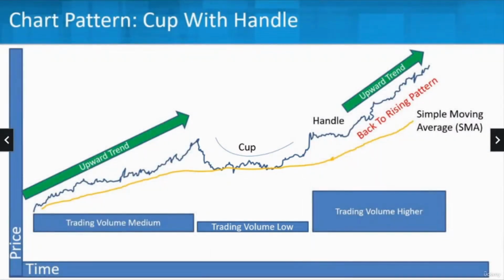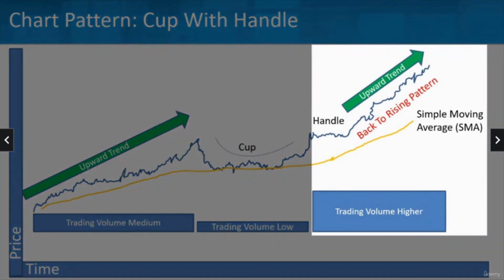And then as we go back up, a handle forms. And that's when the handle forms, and certainly when there's the continuation pattern of the upward trend, we're back to this rising pattern, back to this upward trend. But one key part of that is that the trading volume is higher, right? So all of a sudden, a lot of people are trading it, and they're driving the prices higher.